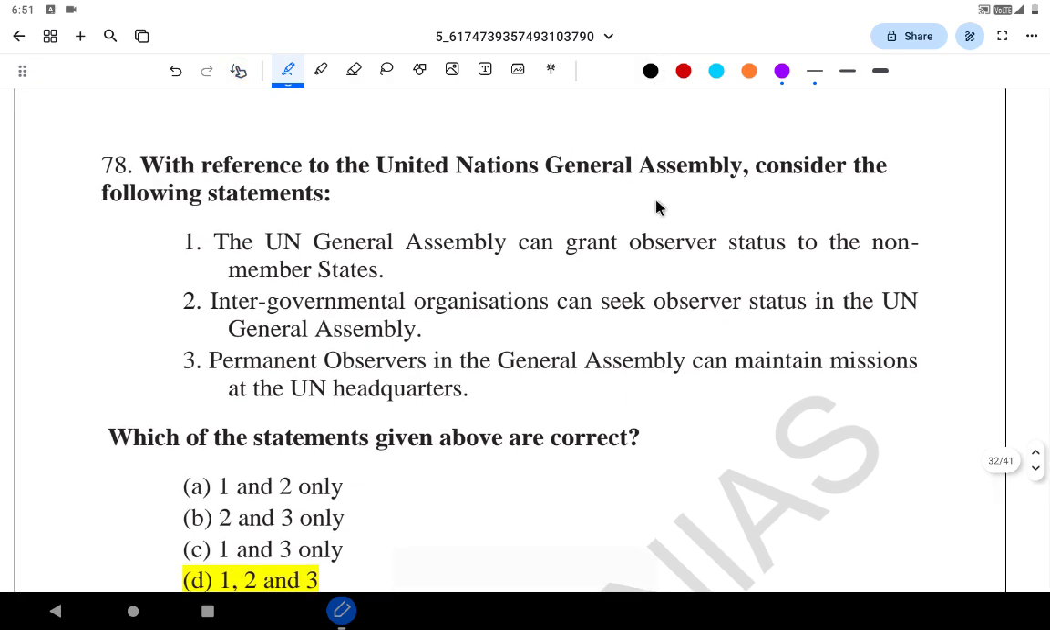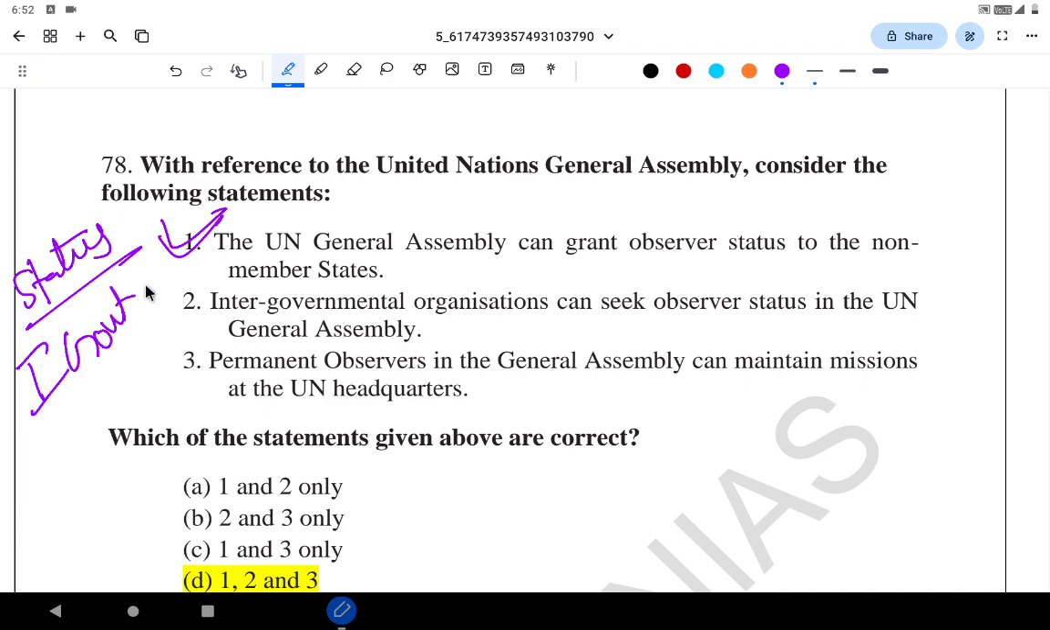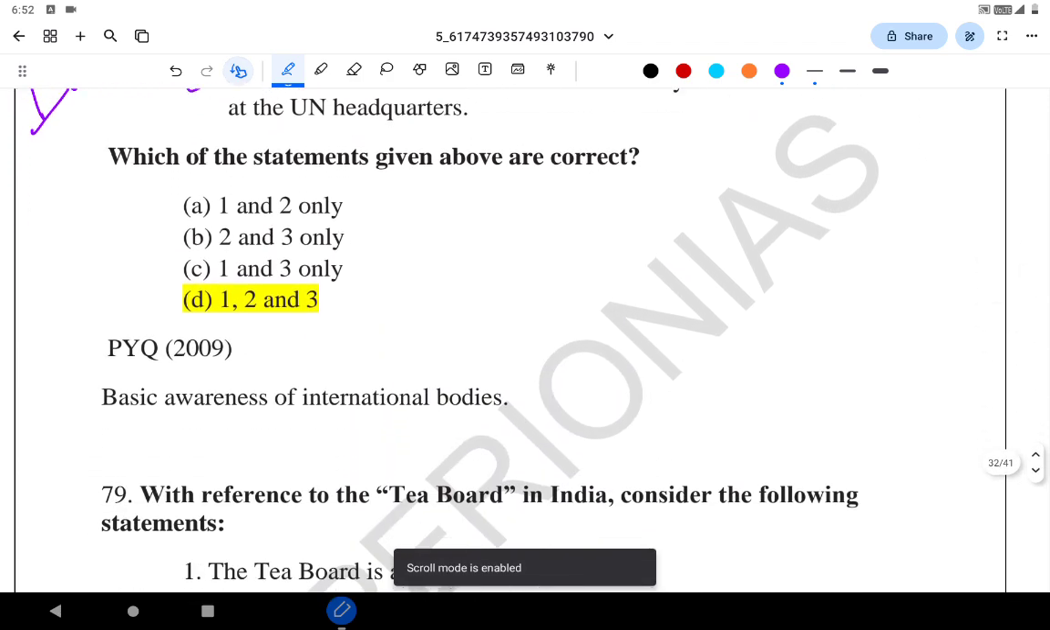With reference to the United Nations General Assembly, consider the following statements. United Nations General Assembly can grant observer status to the non-member states. Correct. See, observer status is mainly granted to the non-member states, which are either states or intergovernmental organizations. Intergovernmental organizations can seek observer status. I explained here. Correct. Permanent observer in the General Assembly can maintain missions at the United Nations headquarters. Correct. All three statements are correct.